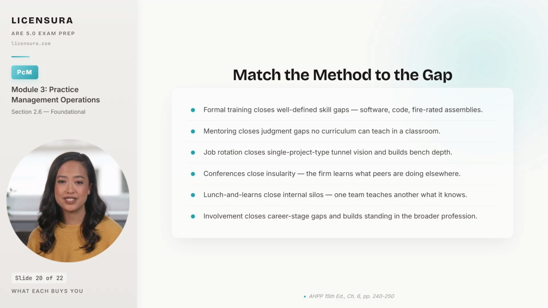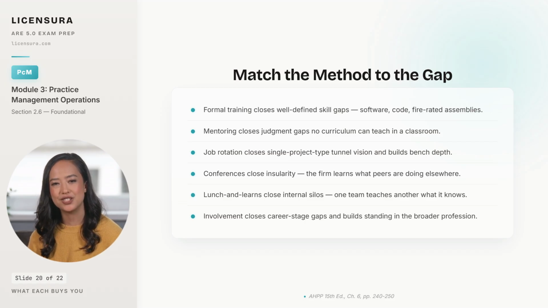Job rotation closes single project type tunnel vision, which is the failure mode of staff who have only ever worked on one building type and cannot transfer the underlying principles. Conferences close insularity. The firm that never sends anyone outside its own walls slowly stops learning what its competitors and peers are actually doing. Lunch and Learns close internal silos, where one team has solved a problem another team is about to walk into for the first time. And professional involvement closes career stage gaps, building the kind of standing in the profession that protects a career across the decades when project work itself slows down.